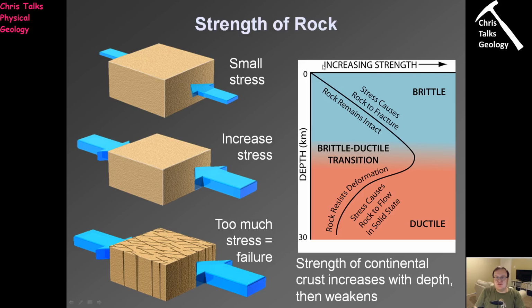And so the brittle zone is typically about the top 10 kilometers of the Earth's crust. This brittle-ductile transition is taking place in about the 10 to 15 kilometer range, and then typically from about 15 kilometers downwards, we're in the ductile field. And so that's what this diagram is trying to show you in a very simplified way.